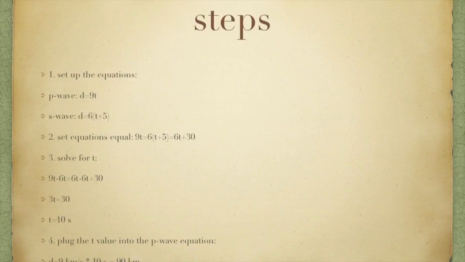Now solve for t. Subtract 6t from both sides to get 3t equals 30, and thus t equals 10 seconds. Then plug this value of 10 seconds into the P wave equation to get D equals 9 kilometers a second times 10 seconds, or 90 kilometers.